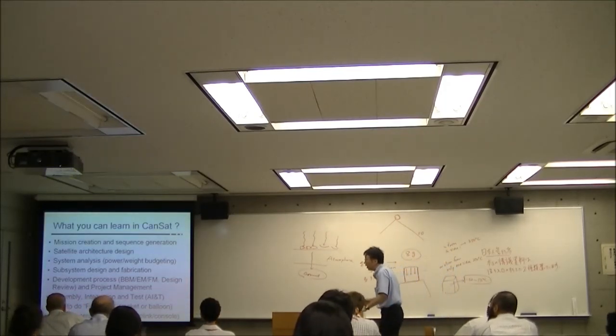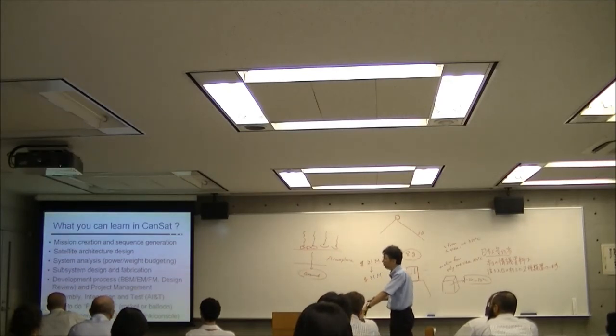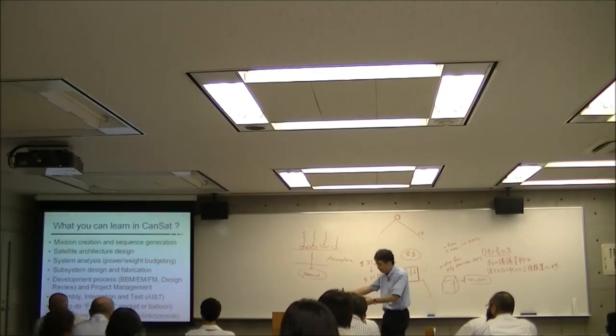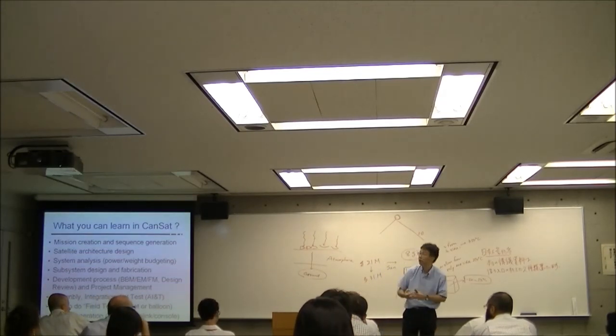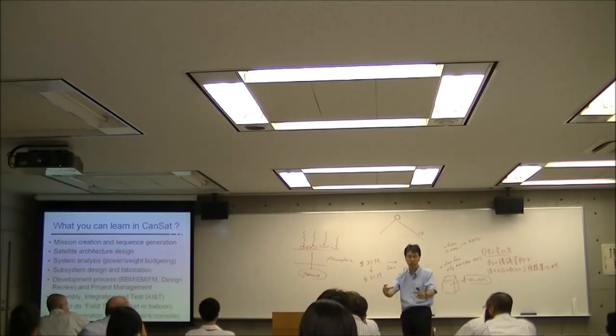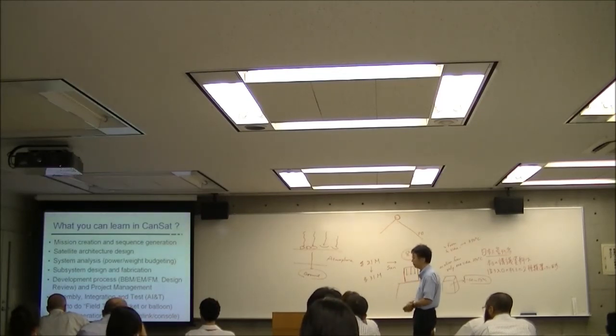And also, assembly, integration, and test. It is called AIT in short. It's also important that you should learn. Okay? Assembly, integration, and test. It goes with the same. So making your subsystem, and then you can combine all the subsystems into the one total system and test. This is called AIT. Okay? So you can learn how to do this AIT in this kind of case.